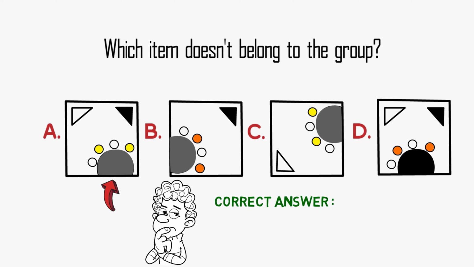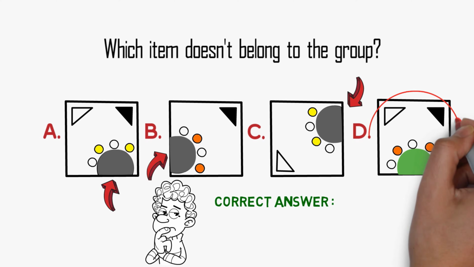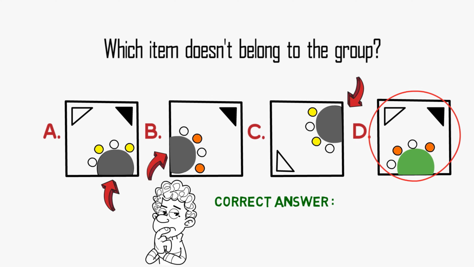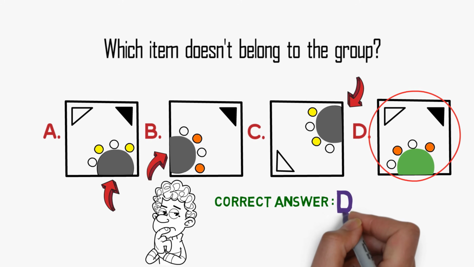You see this in the shapes A, B, and C. But in shape D, half circle is placed in a different location. It is in the bottom middle of the square. This is why the item that doesn't belong to the group is the choice D. So the correct answer here is choice D.